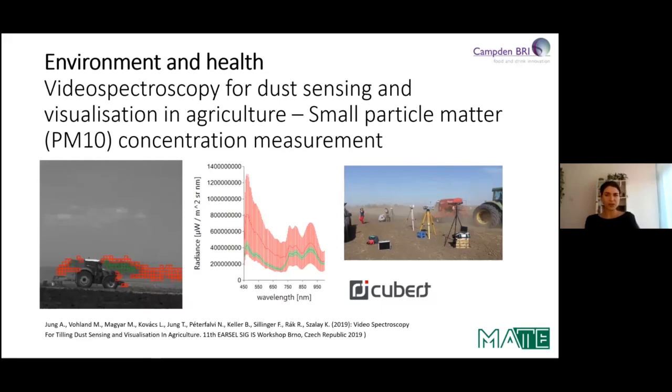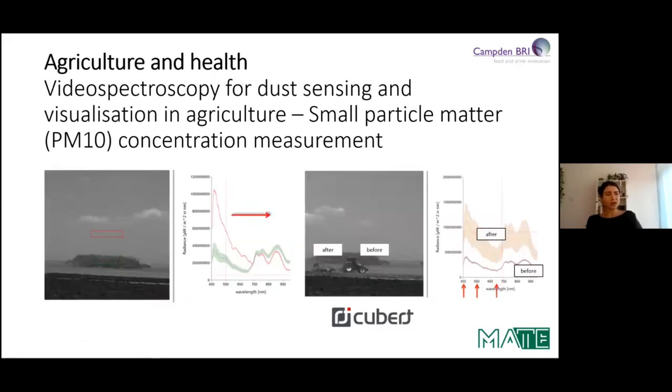Agricultural tilling operations are important PM10 sources, affecting air quality and soil fertility. Three different agriculture activities have been measured in this experiment using a standard micrometeorological dust measuring station. Results have been compared to real-time spectral videos to describe rapid dust concentration changes in space and time behind the tractor. This is what you can see here.